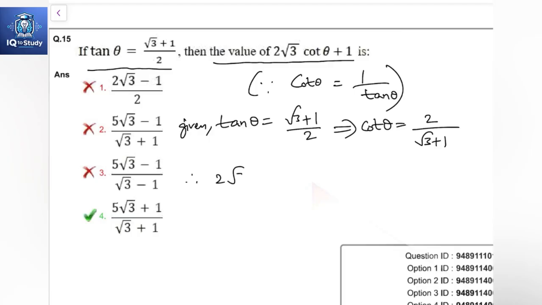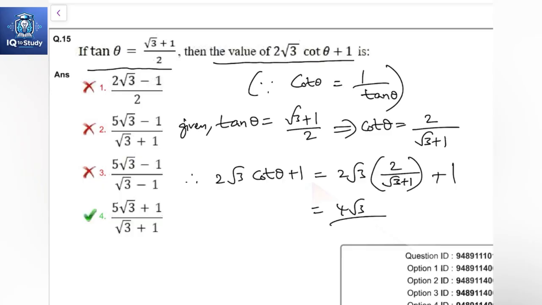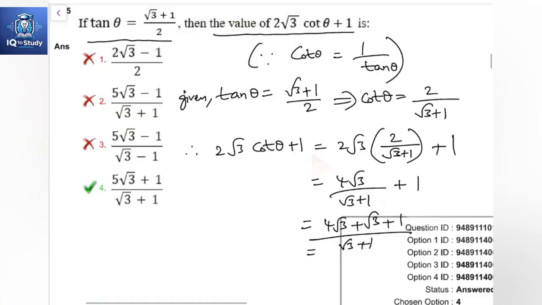So, 2 root 3 cot theta plus 1 is equal to 2 root 3 into 2 by (root 3 plus 1) plus 1, which is equal to 4 root 3 by (root 3 plus 1) plus 1. That is equal to (4 root 3 plus root 3 plus 1) by (root 3 plus 1). That is equal to (5 root 3 plus 1) by (root 3 plus 1), which is option number 4.